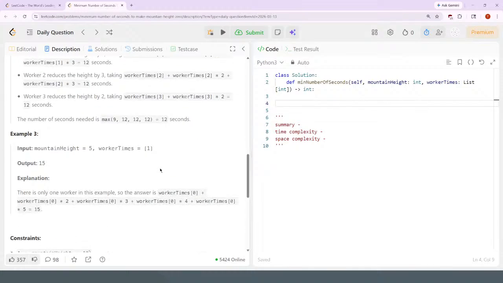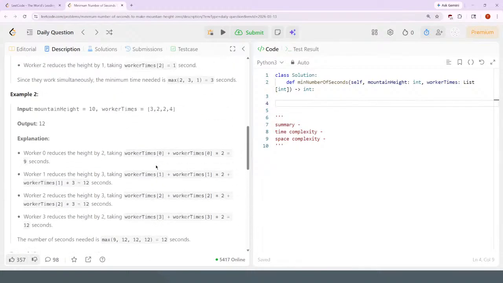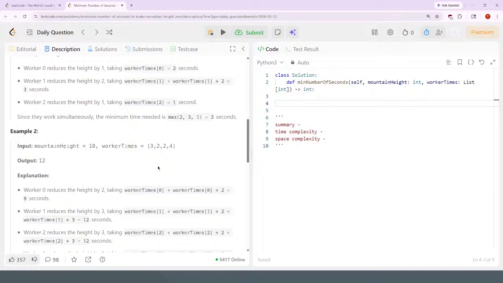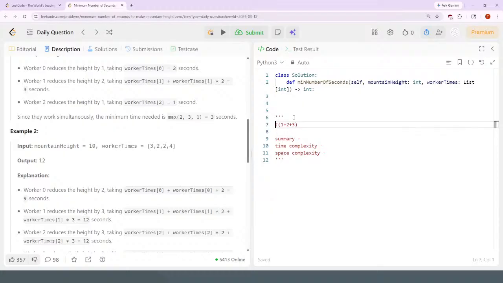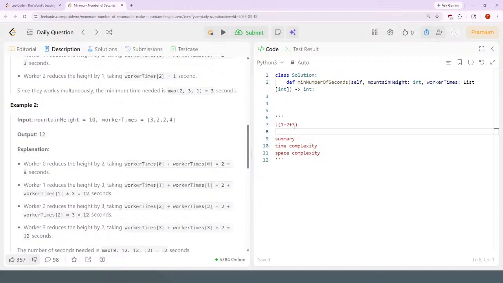Okay, I understand it. So it's not quite polynomial. Is it quite polynomial? I mean, it's t times 1 plus 2 plus 3. So the time is 2. It would take 2 times 1 plus 2 plus 3, 6. And that will be 3 reductions. Okay, yeah.